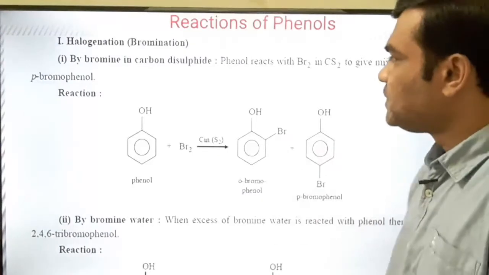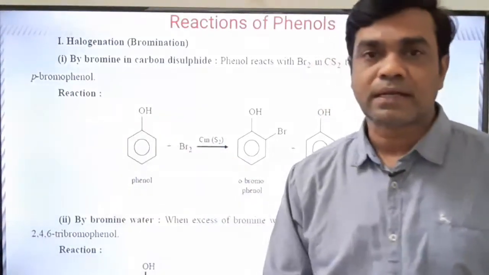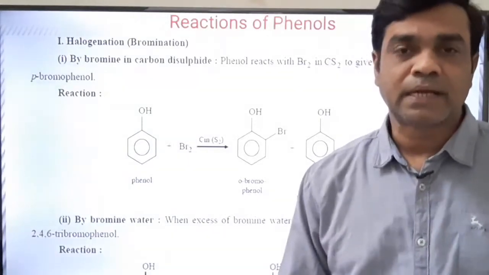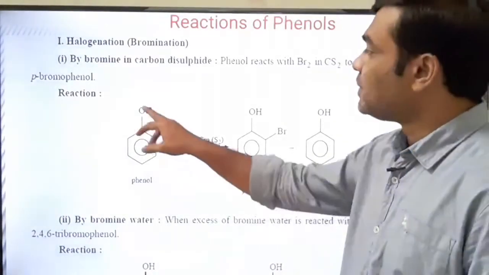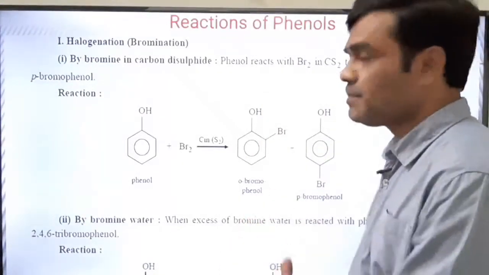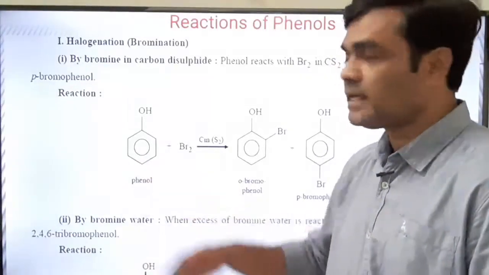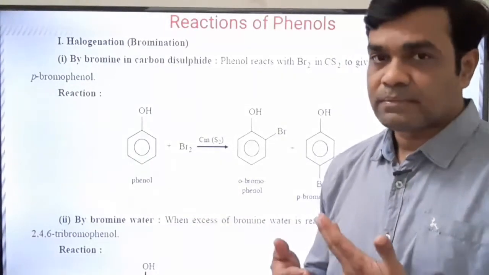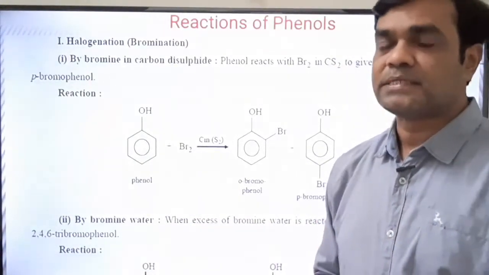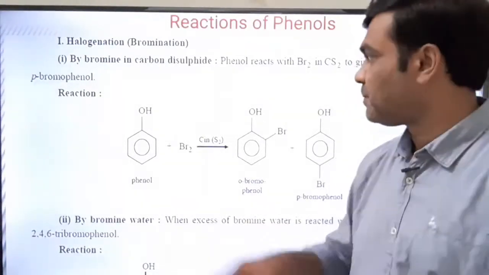Of course, para-bromophenol is predominant over ortho-bromophenol. Why does ortho-para substitution take place? Because the OH group is ortho-para directing. Why is the OH group, that is hydroxy group, ortho-para directing? Because it possesses a lone pair of electrons, and I already told you that if it possesses a lone pair of electrons, it donates its lone pair to the benzene ring and activates the benzene ring, and negative charge density is created at ortho and para positions.